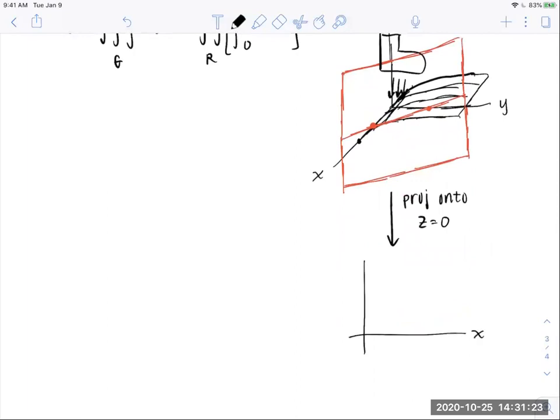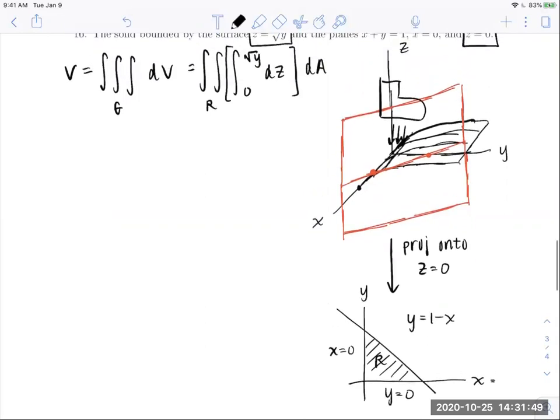So we no longer have the z dimension, we have x and y. And remember, we were cut off at y equals 1 minus x. We were also cut off at x equals 0, which is over here, and y equals 0. So here's our region R. So we're going to use this region to set up our other limits of integration.